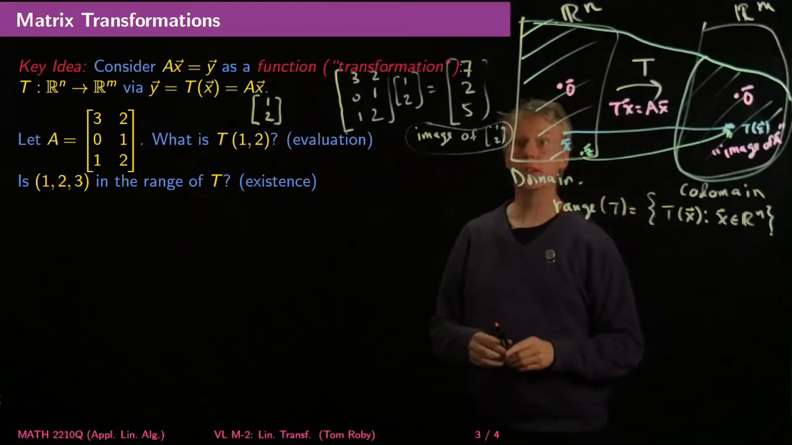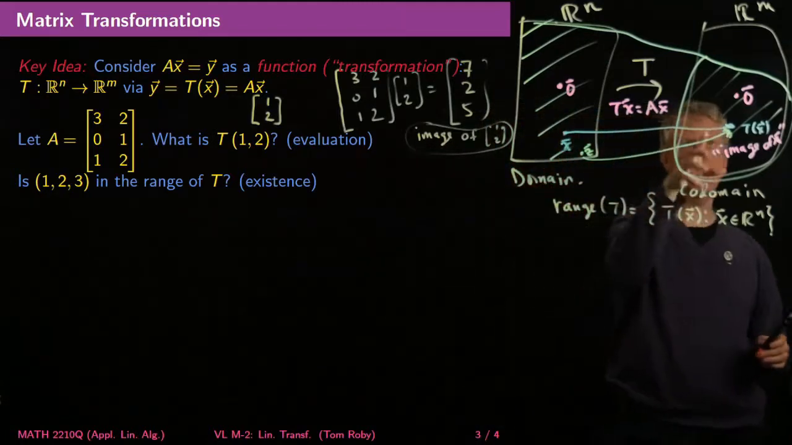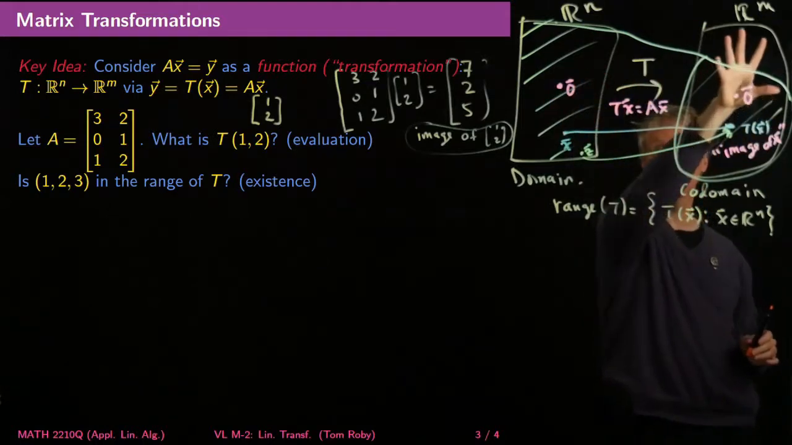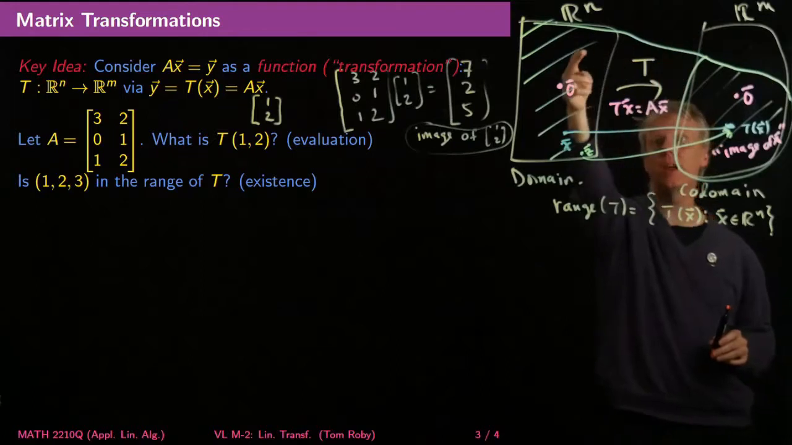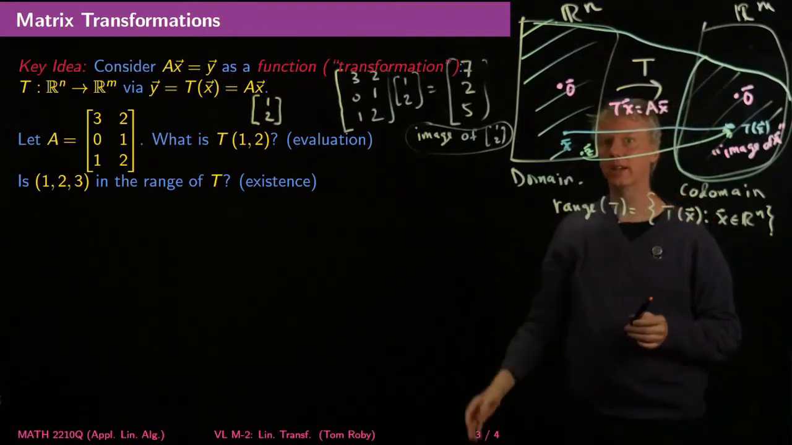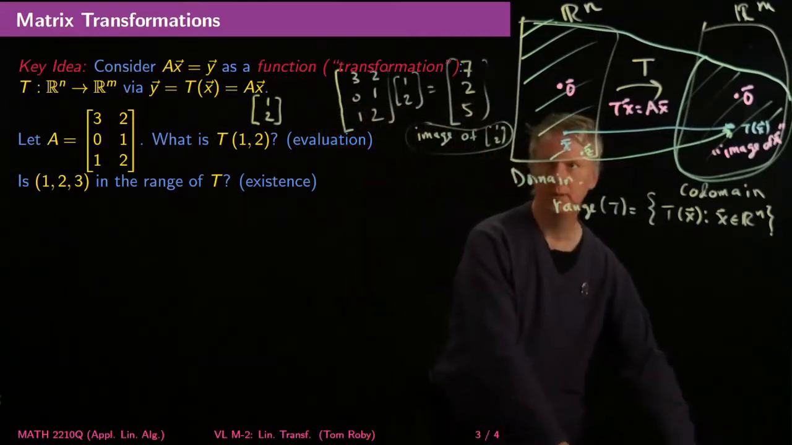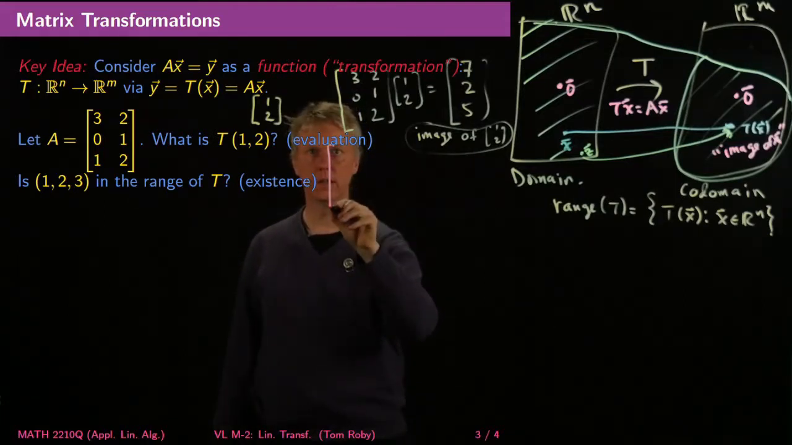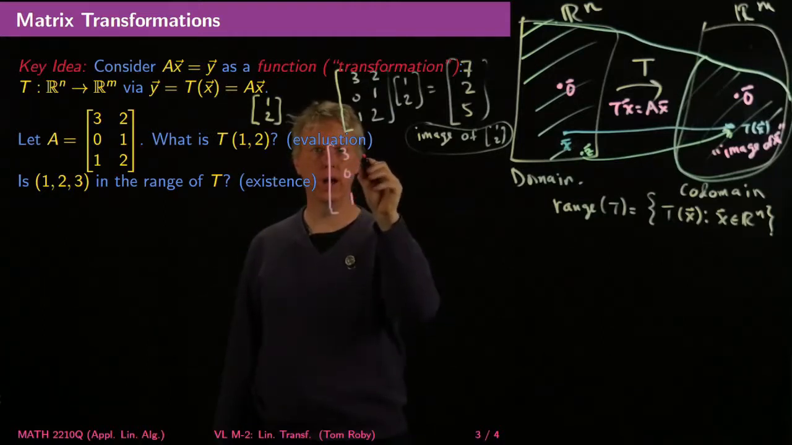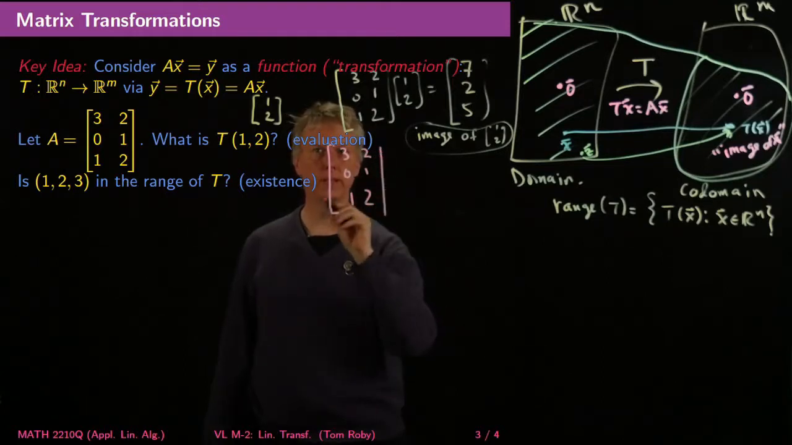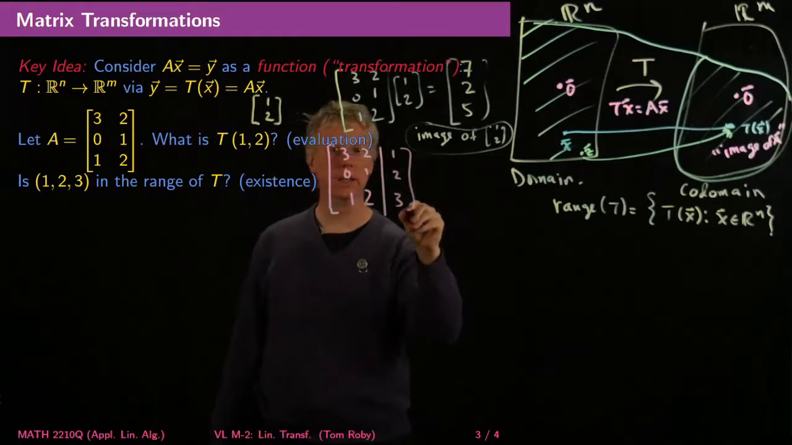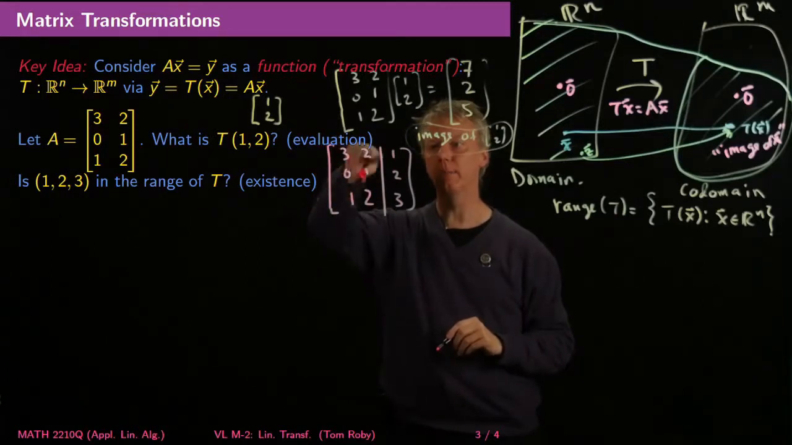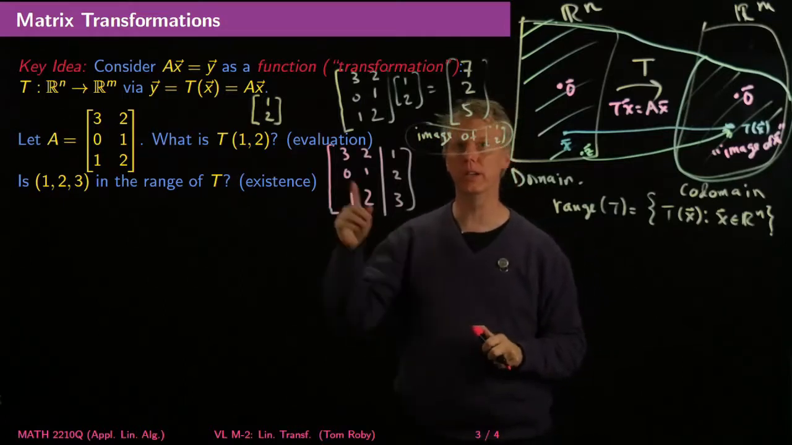I could ask, is (1, 2, 3) in the range of T? So I'm looking at my vectors going from R^2 to R^3, from a smaller space to a bigger space. Is (1, 2, 3) somewhere over here, is it in the range of T? What is that asking? It's asking the question, can I solve the augmented matrix [3 2 | 1; 0 1 | 2; 1 2 | 3]? Does that have a solution? Because then the solution would be exactly the vector that I multiply this matrix by to give me (1, 2, 3). It's just solving the vector equation AX equals B.